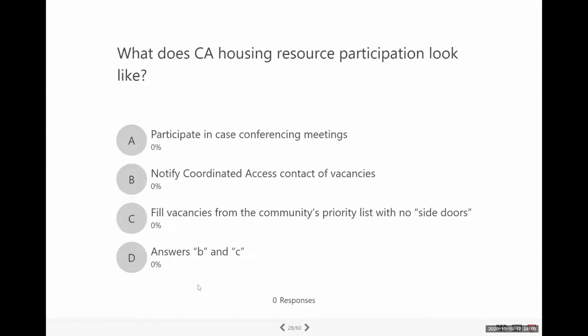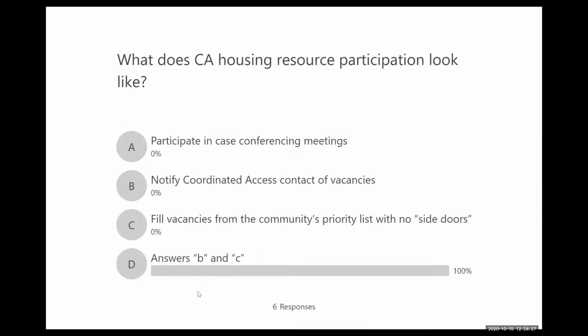When we say participation, what does that look like? Does it mean that those programs or providers participate in case conferencing meetings, that they notify the coordinated access contact of their vacancies, that they fill those vacancies with no side doors, or is it just answers B and C? Let's see those responses so far. Everybody agrees. No dissenting. Oh, we got some other ideas.